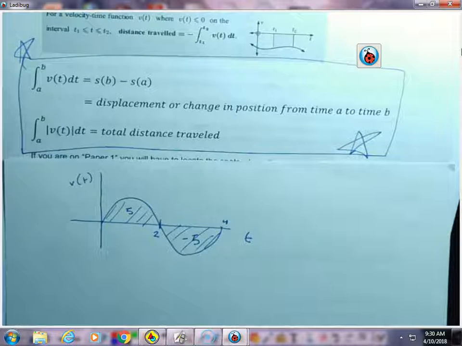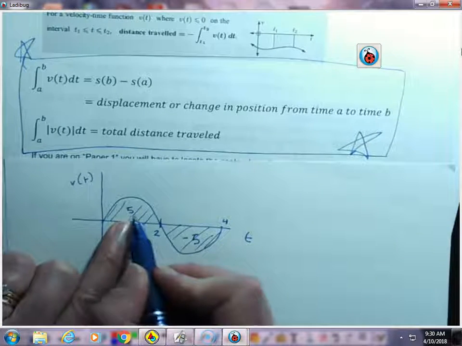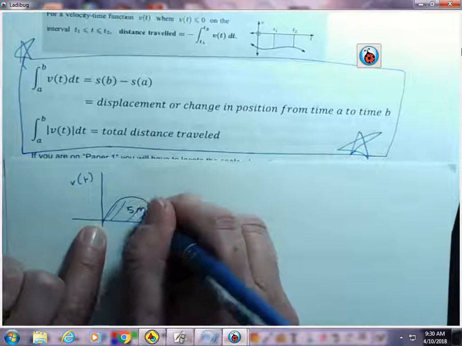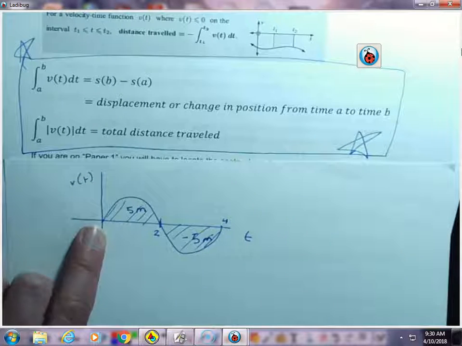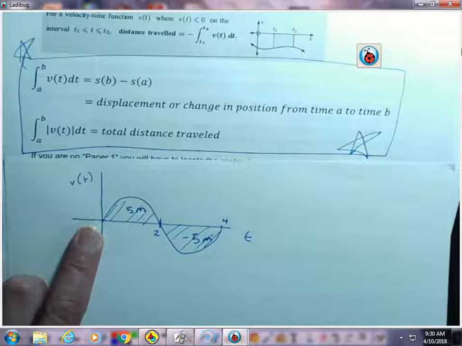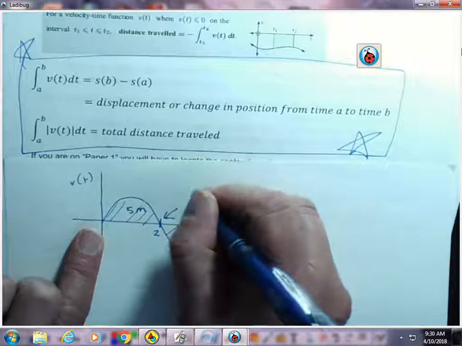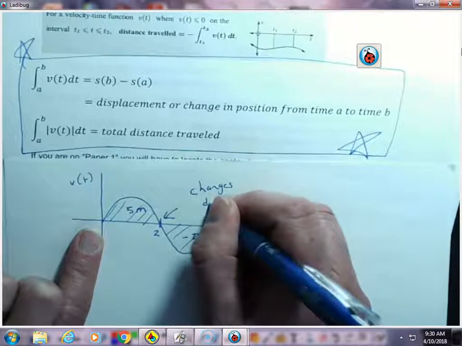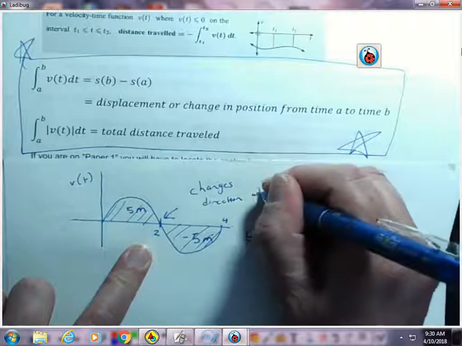So this is representing how you're traveling, okay? So for this, basically this would mean that I'm going 5, let's say meters forward, and then I'm going 5 meters backwards. Yes, that is another key point. Excellent. Okay, changes direction when it crosses the x-axis.